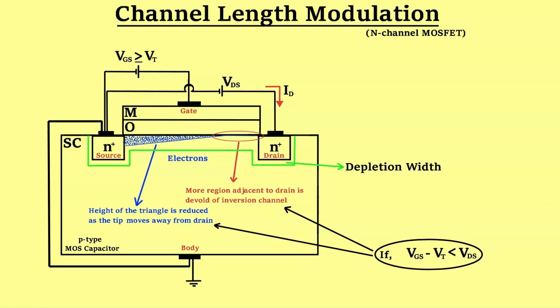Also, the tip of the triangular inversion channel begins to move away from the drain as we keep increasing the drain to source voltage after the MOSFET has already entered into the saturation region. This happens because the depletion region at the drain terminal extends laterally into the channel, reducing the effective channel length.